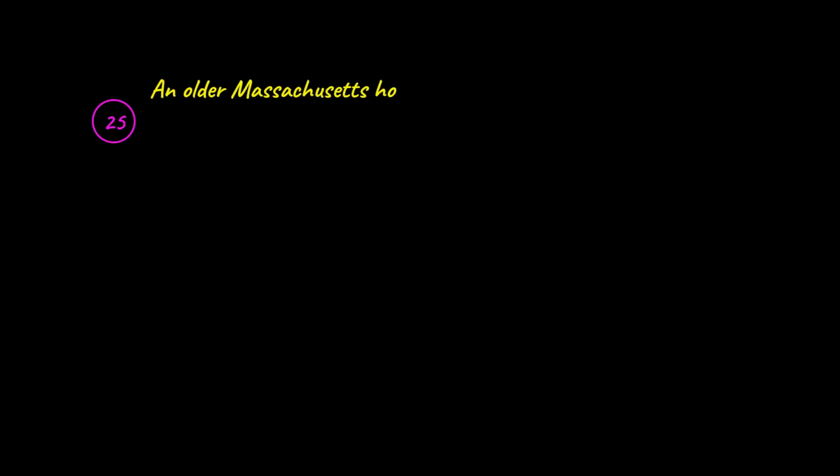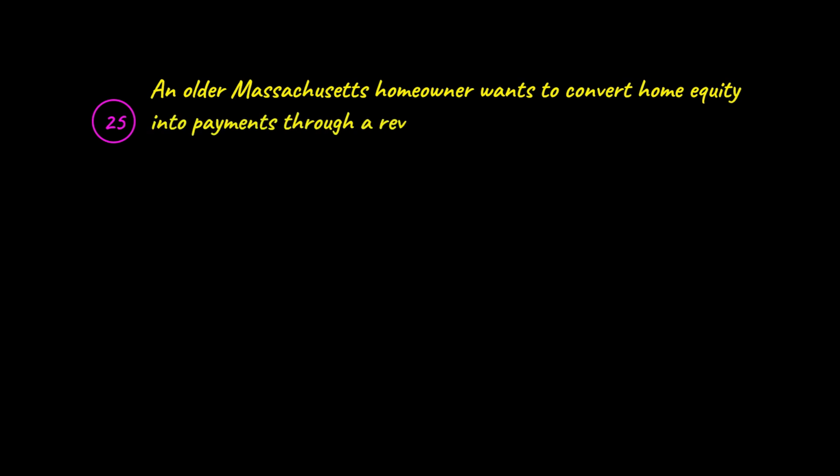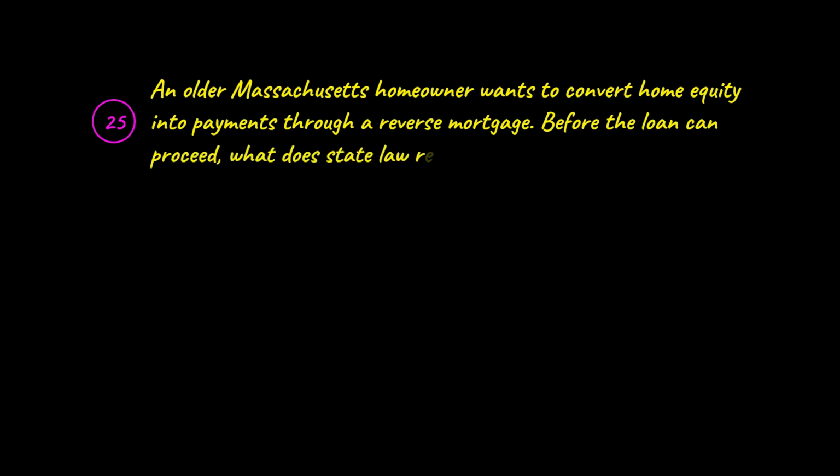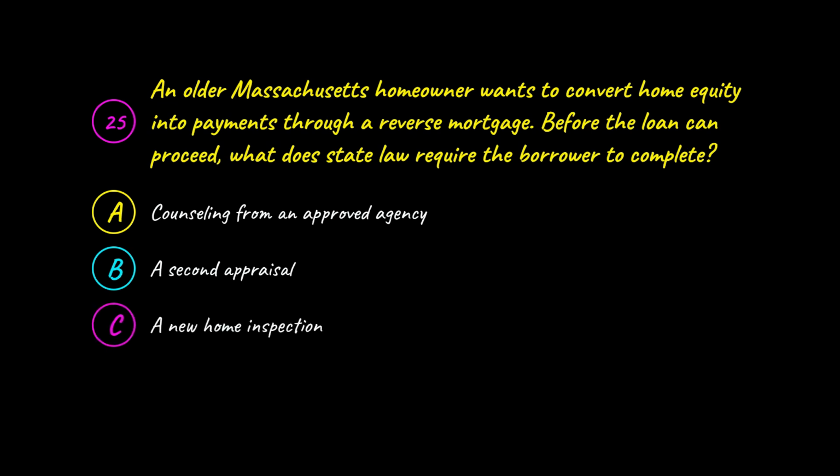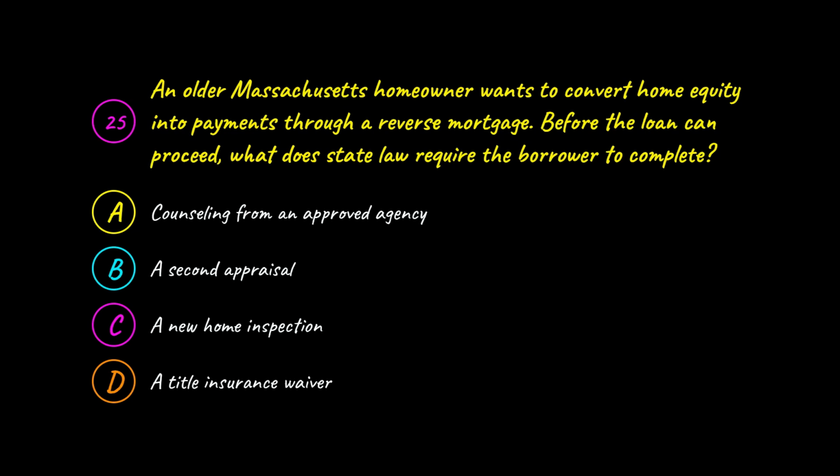Question 25. An older Massachusetts homeowner wants to convert home equity into payments through a reverse mortgage. Before the loan can proceed, what does state law require the borrower to complete? Your options are A, counseling from an approved agency, B, a second appraisal, C, a new home inspection, D, a title insurance waiver. Which one is it? Pause the video if you need more time.